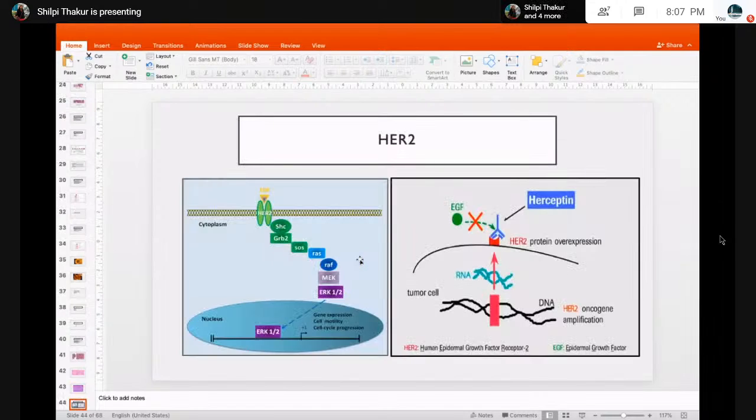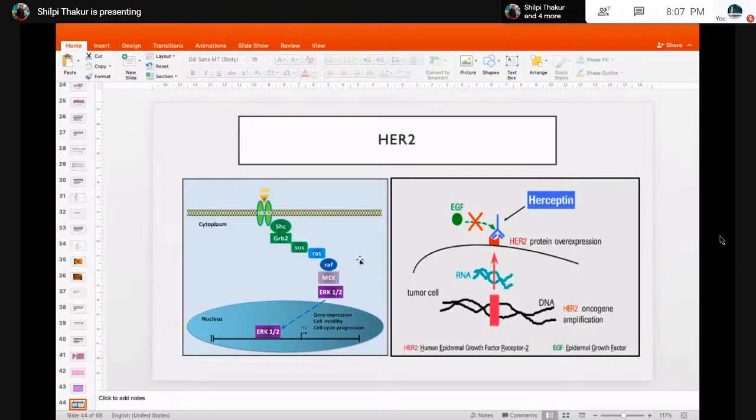Now, whenever we report gastric carcinomas, the most important thing the clinicians are interested in is the HER2 status. They want to know about HER2 because they have anti-HER2 therapy, that is Herceptin. They want to know whether it will be responsive to Herceptin therapy or not.